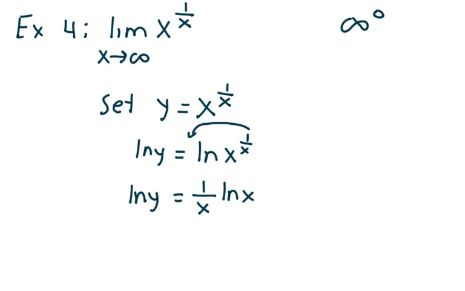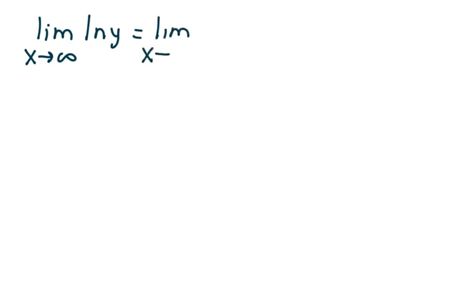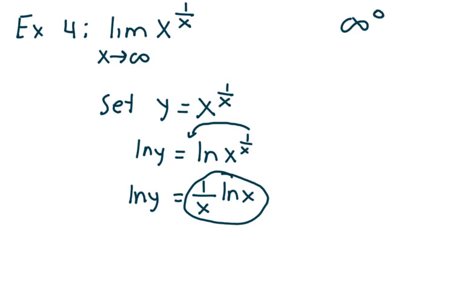And so what I'm going to do is, instead of taking the limit of x to the 1 over x as x goes to infinity, I'm going to look at this limit here. So the limit as x goes to infinity of, we'll say, natural log of y is the limit as x goes to infinity of natural log of x over x. And where did I get that? Remember that 1 over x times natural log of x, I'm just rewriting that as ln of x over x. Okay?